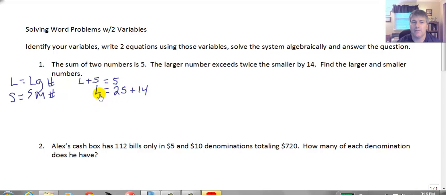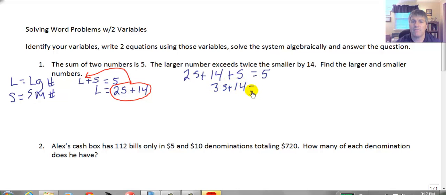Since we already know what L is, 2s plus 14, we can go ahead and substitute 2s plus 14 into the other equation for L. So we end up with 2s plus 14, or L, plus s equals 5. 3s plus 14 equals 5. We subtract 14 from both sides. We get 3s equals negative 9. Divide by 3, and s equals negative 3.